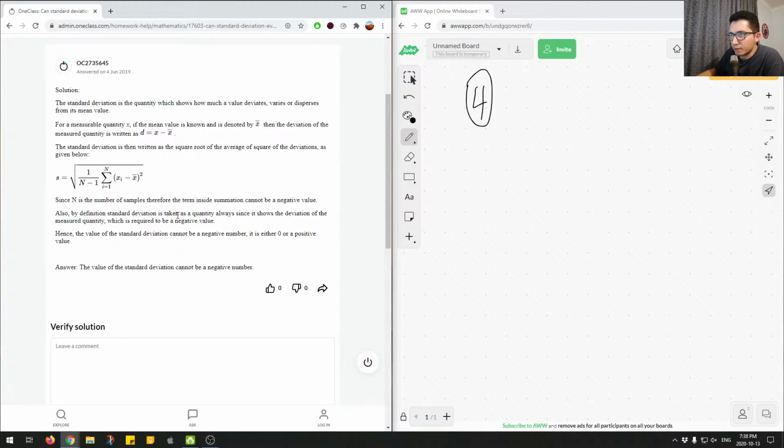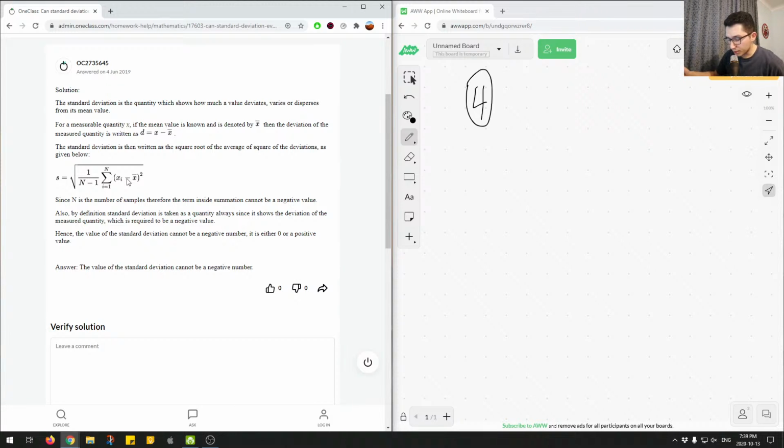Also, by definition, standard deviation is taken as a positive quantity always, since it shows deviation of a measured quantity. Hence the value of the standard deviation cannot be a negative number. It is either 0 or a positive value. So essentially what we're saying here is because n is a positive number, it's based on the samples, we can see from this equation for standard deviation, there's no scenario where we could end up with a negative result, because n will be positive and this is squared, so we'll end up with a positive value.